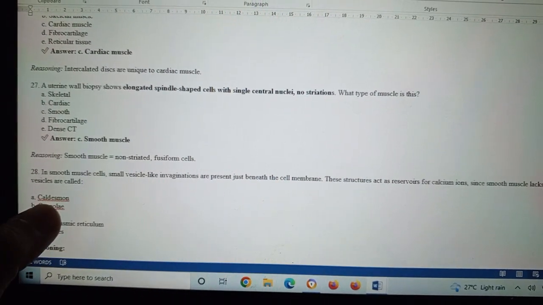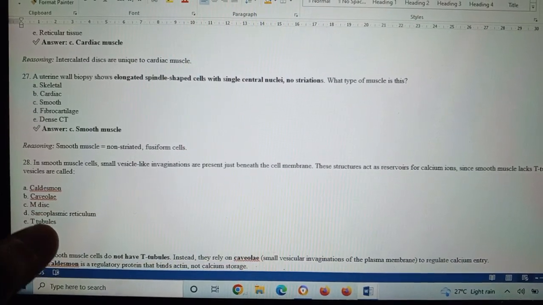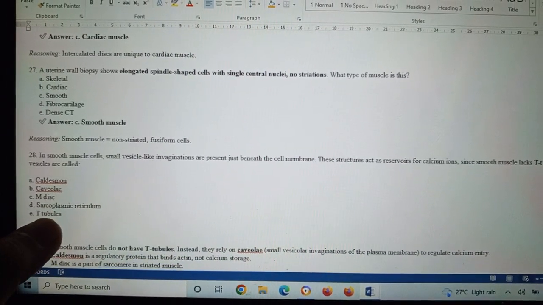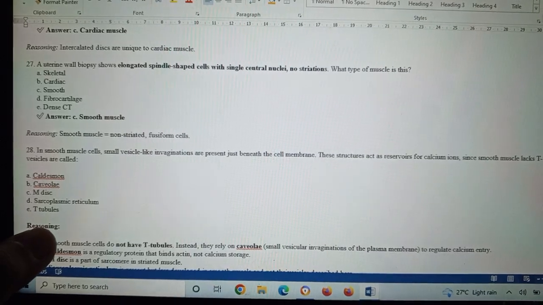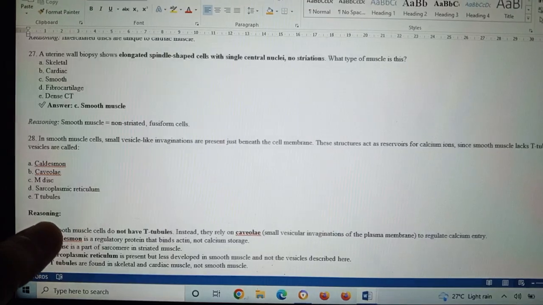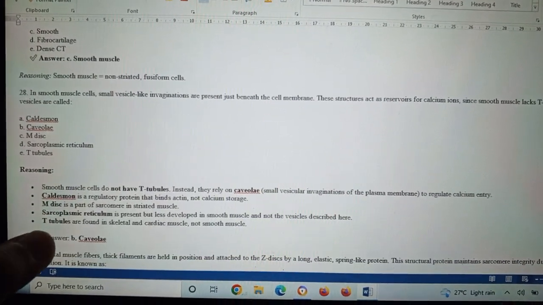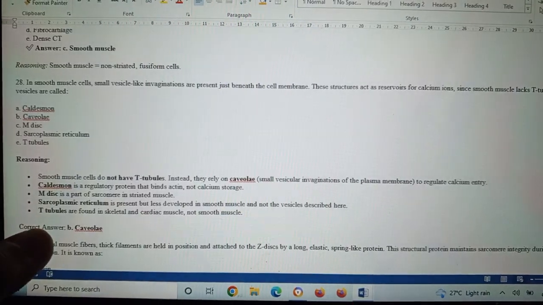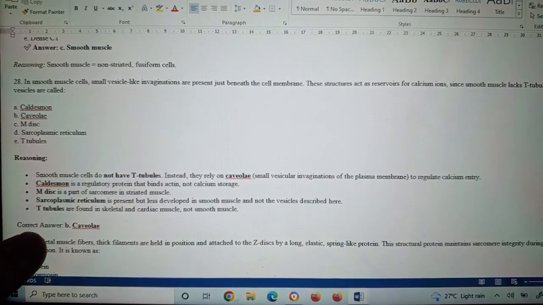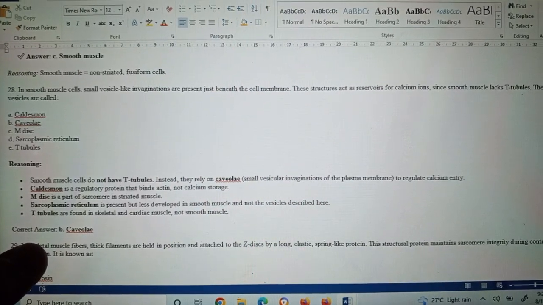A uterine wall biopsy shows elongated spindle shaped cells with single central nuclei with no striations. What type of muscle is this? Skeletal, cardiac, smooth, fibrocartilage or dense connective tissue? That is a smooth muscle. Smooth muscle is non-striated and fusiform cells are present in it. In smooth muscle cells, small vesicle-like invaginations are present just beneath the cell membrane. These structures act as a reservoir for calcium ions.